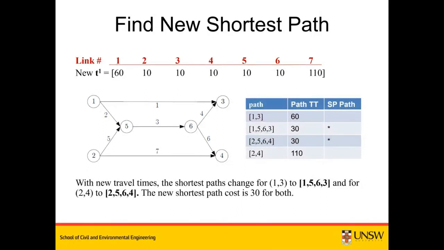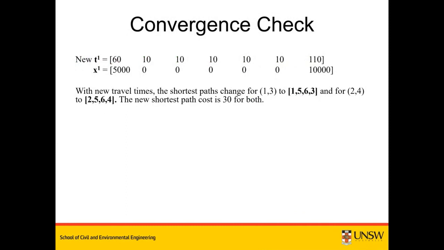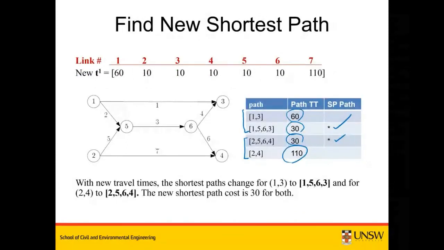So it's easier to write it in a table like this. So if these are the new path travel times, we can see that now for the first OD, this would be the shortest path. It's 30 is smaller than 60. And for the other OD, 30 is smaller than 110. So this is now the shortest path. So what we can do is we can actually now do an all or nothing assignment, right?